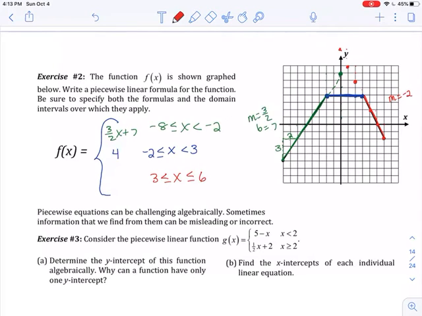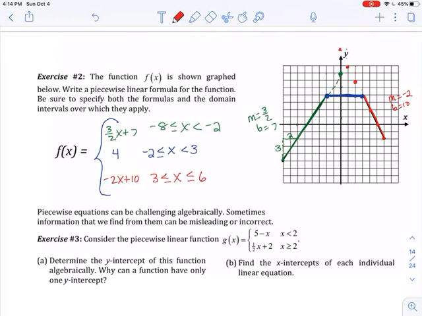I'll keep on doing that. Up 2 to the left 1, up 2 to the left 1, up 2 to the left 1. So I'm sort of really off the graph right there. That has a y-intercept of 10. Okay, so my equation is -2x plus 10. So I have my equations and I have the intervals.